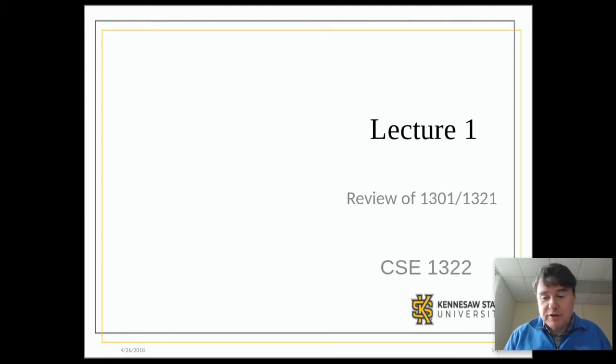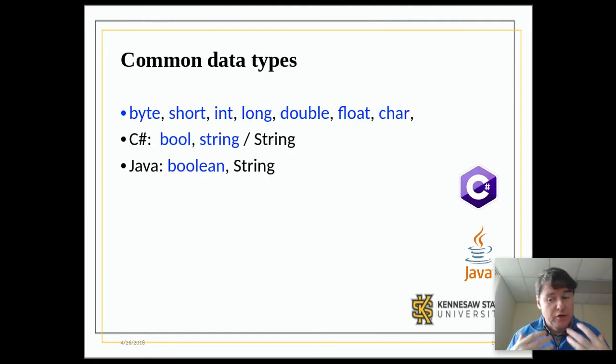So the first thing we're going to talk about today are variables. And hopefully you guys have used variables a fair bit in 1321. So there are two different kinds of variables. What we call primitive variables are variables that are native to the language, and they are just inherent. So you have bytes, shorts, longs, doubles, floats, and characters, spelled out as CHAR.